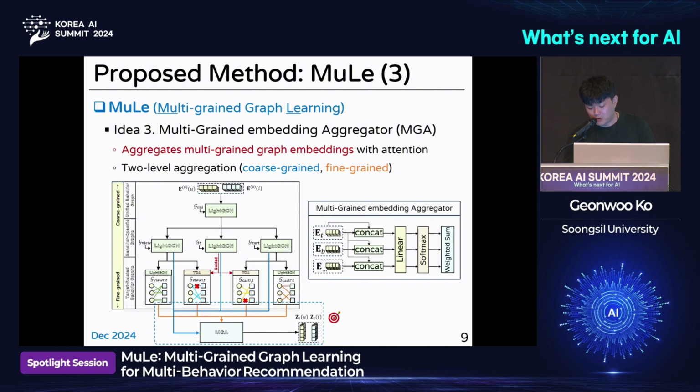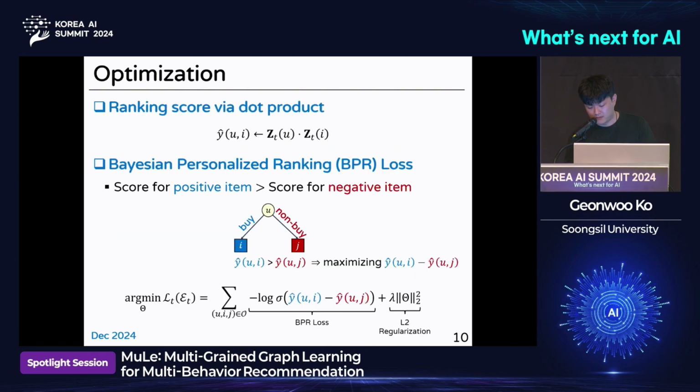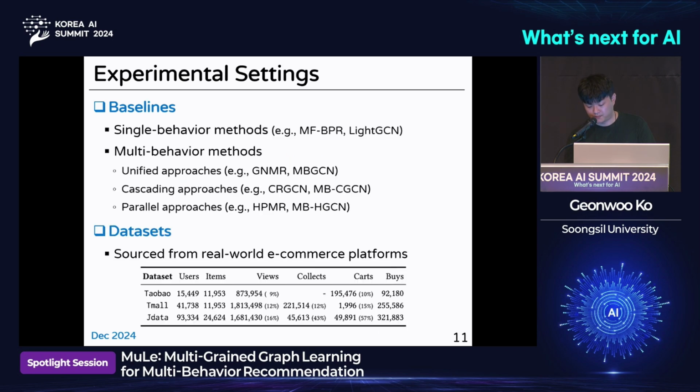Our third idea is a multi-grain embedding aggregator that integrates the multi-grain graph embeddings using an attention mechanism. For enhancing prediction for the target, we adopt an attention mechanism considering the significance of each behavior. Our approach uses two-level aggregation, first focusing on the coarse level and then on fine-grained behaviors. The ranking score YN is calculated by the dot product of the final embedding. We optimize the ranking score using Bayesian personalized ranking loss with L2 regularization loss.